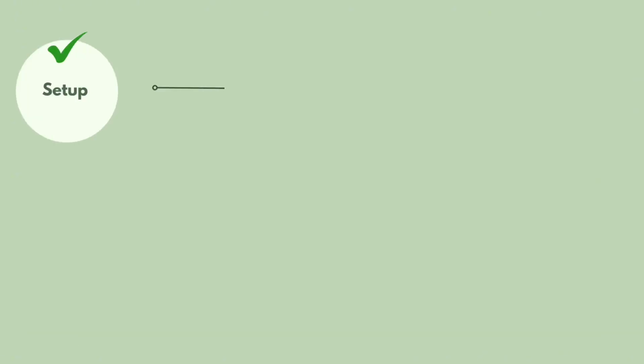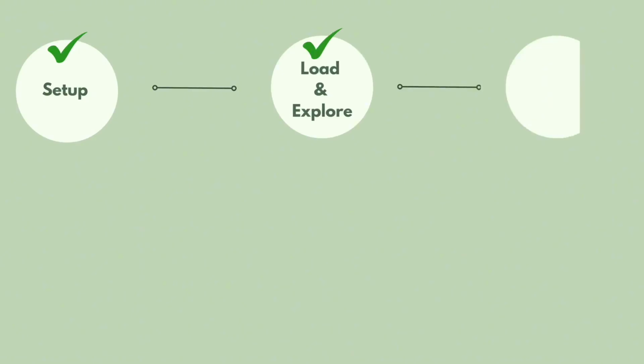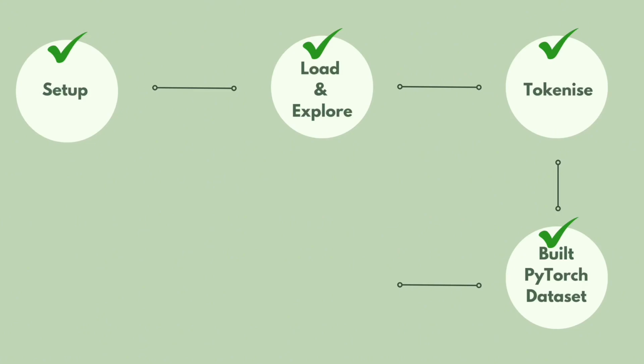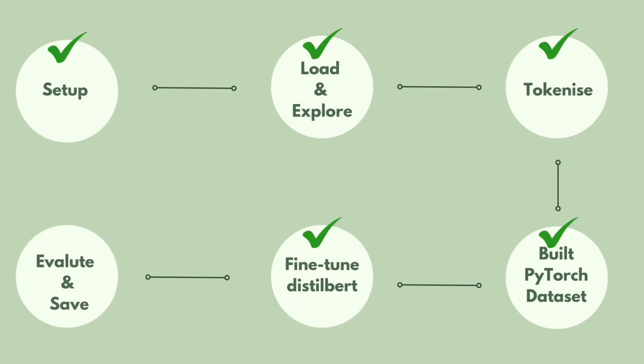And that's it. You now know how to set up your environment, load and explore QNLI, tokenize sentence pairs, build a PyTorch dataset, fine-tune a DistilBERT model with checkpointing, and evaluate and save the model.